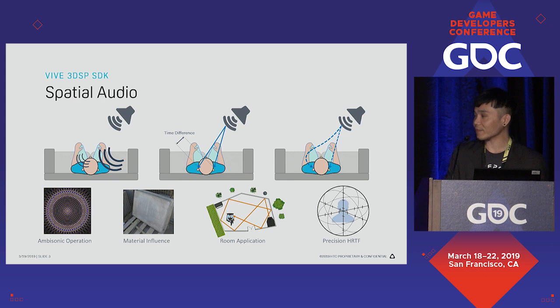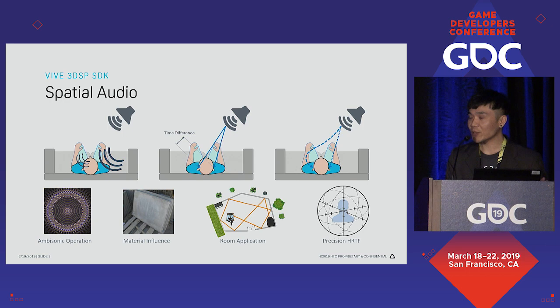Actually, we spend a lot of effort on HRTF modeling. We record the sound response at a lot of positions and a lot of angles, even at every 5 degrees, so we can perform HRTF very precisely. Of course, HRTF is not the only spatial audio factor. There are also other factors related to spatial audio, like sound reflection, sound reverberation, material sound response, and the ambisonic operation.